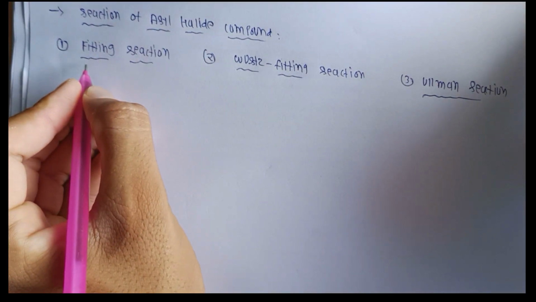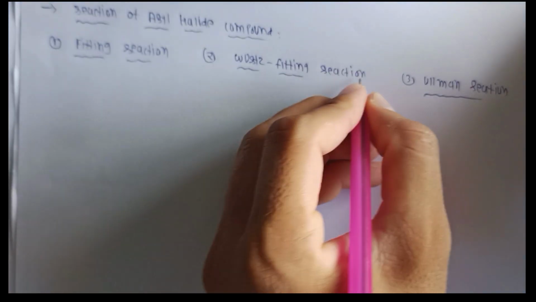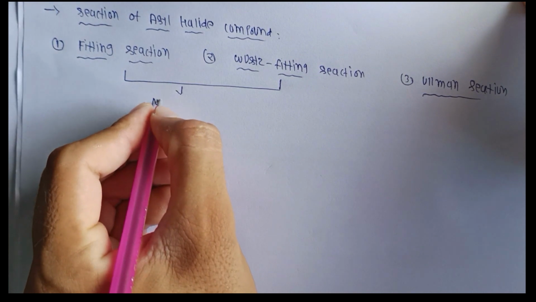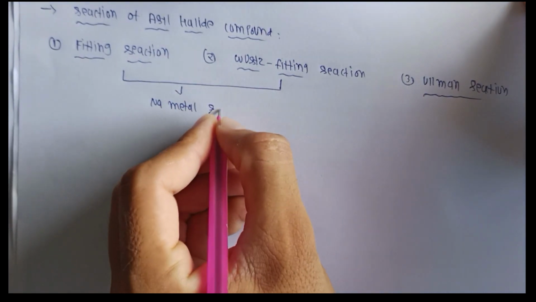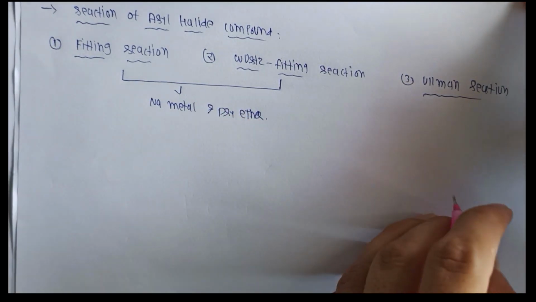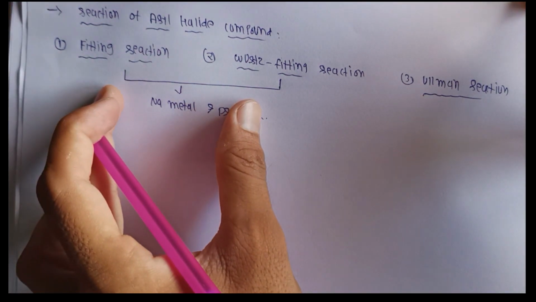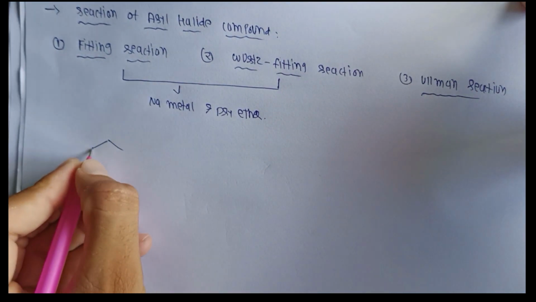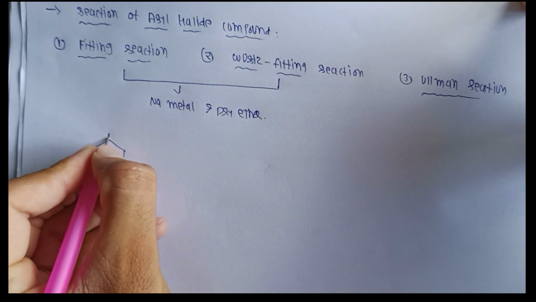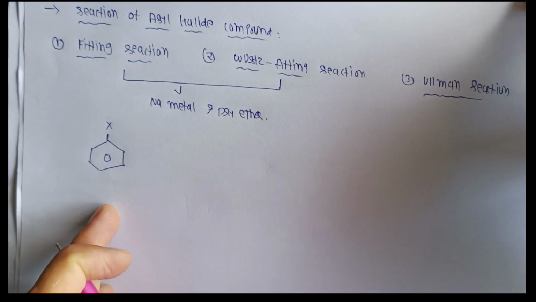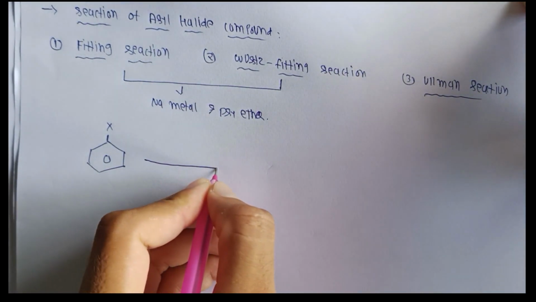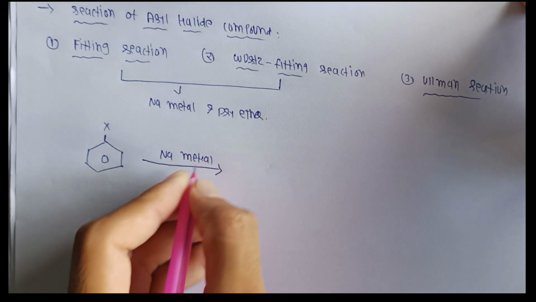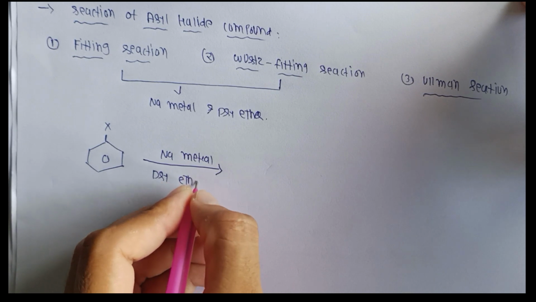In both reactions, the Fittig and the Wurtz-Fittig reaction, we use sodium metal, and dry ether is a requirement of these reactions. In the Fittig reaction, any aryl halide compound reacts with sodium metal and dry ether.